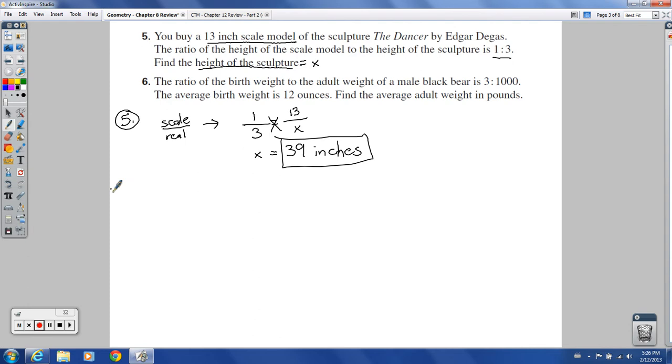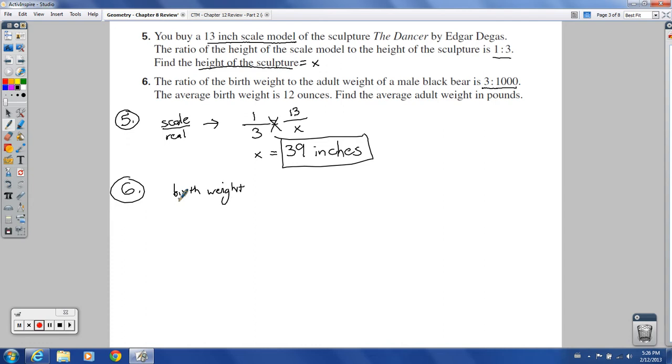And then number 6, the ratio of the birth weight to the adult weight of a male black bear. Wow, that is crazy. 3 to 1,000. 3 to 1,000. So we'll make that comparison.